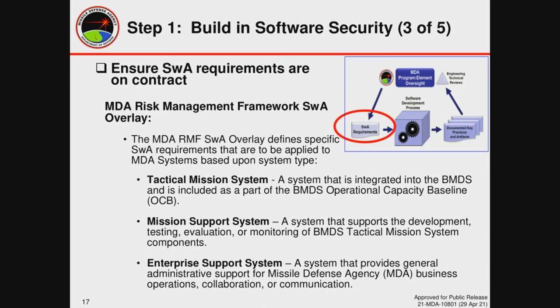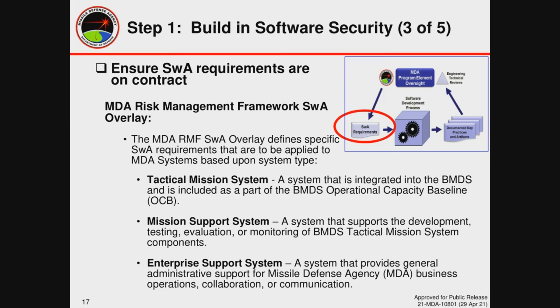Now I want to dig a little bit more deeply into the risk, the software assurance requirements that I identified a little while ago. Those software assurance requirements are used to build in software security throughout our life cycles. And as I said on the prior slide, the key software assurance requirements that are put on contract are specified in an RMF software assurance overlay. The reason that we use RMF is because RMF is an existing process for levying requirements on DoD system development efforts.